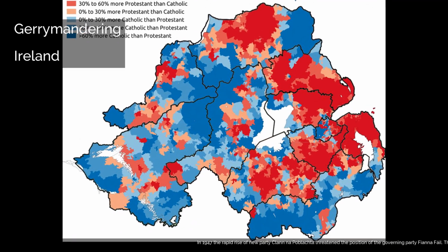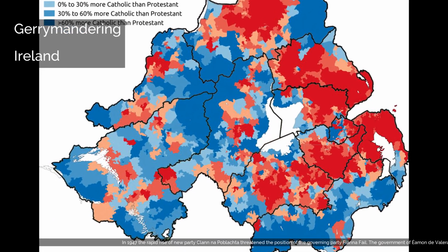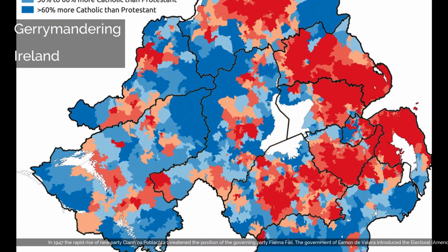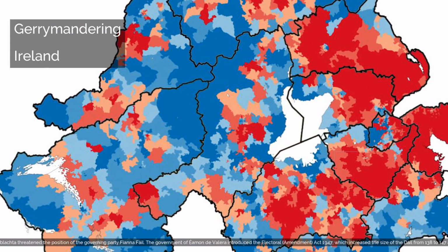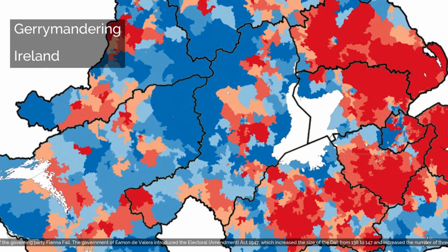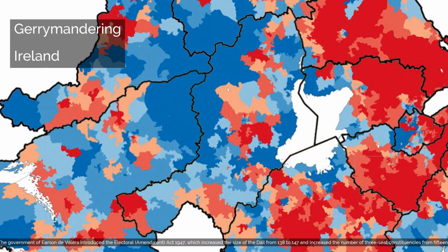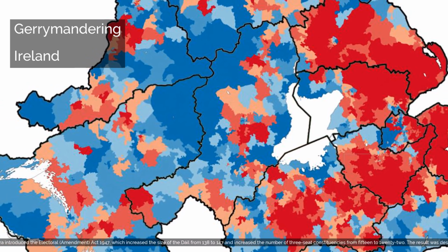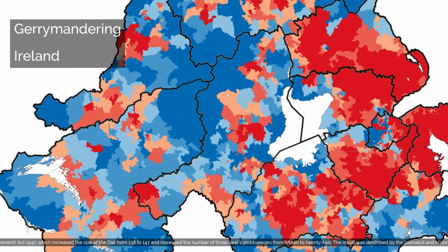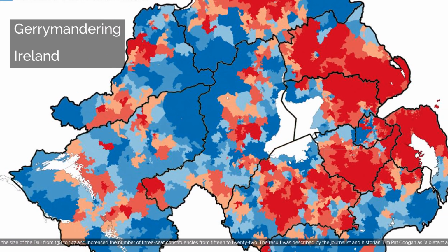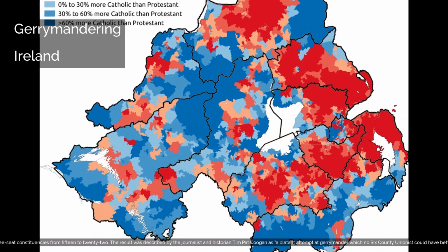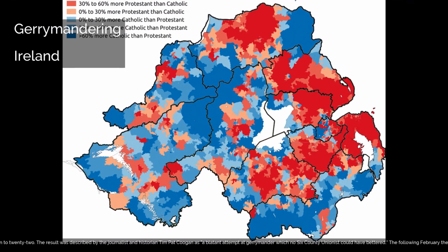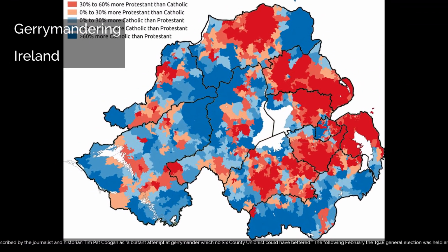In 1947, the rapid rise of new party Clann na Poblachta threatened the position of the governing party Fianna Fáil. The government of Eamon de Valera introduced the Electoral Amendment Act 1947, which increased the size of the Dáil from 138 to 147 and increased the number of three-seat constituencies from 15 to 22. The result was described by the journalist and historian Tim Pat Coogan as a blatant attempt at gerrymander which no six-county unionist could have bettered.